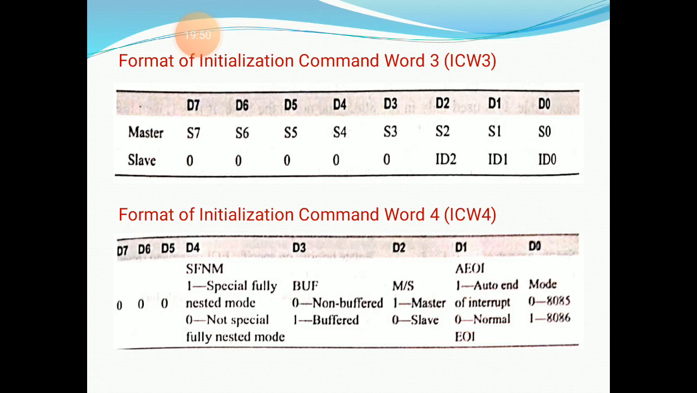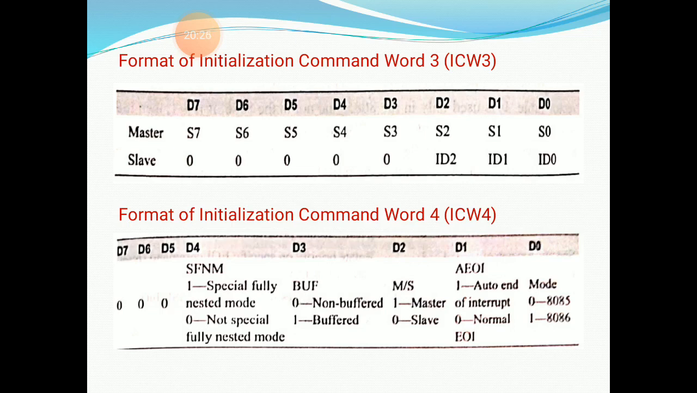Next, go to the format of initialization command word 4. This command word is an 8-bit format; whether it is needed or not depends upon the format of ICW1. In that, the D0 bit indicates whether ICW4 is needed or not. If it is needed, the 8 bits represent different operations. D0 belongs to the mode of processor, either 8085 or 8086. If D0 equals 0, the 8085 processor is connected; 1, the 8086 processor is connected.